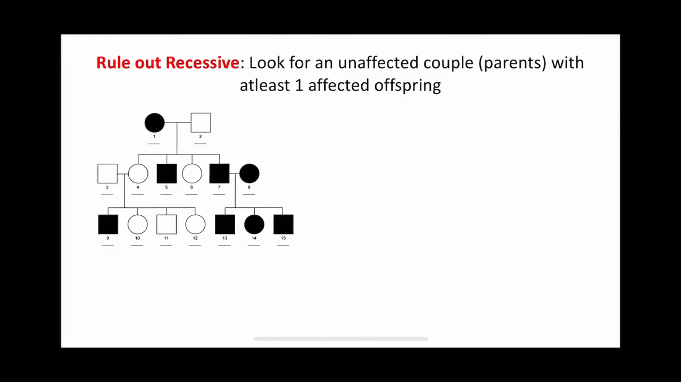How do you do that? Look for an unaffected couple, the parents, with at least one affected offspring. So like in this pedigree, you find the couple is unaffected but their son is affected. So as soon as you get the pedigree, give it a bird's eye view and find out where both the partners are unaffected. That is, the male and the female in the marriage are unaffected, and then find out if they have an affected offspring.